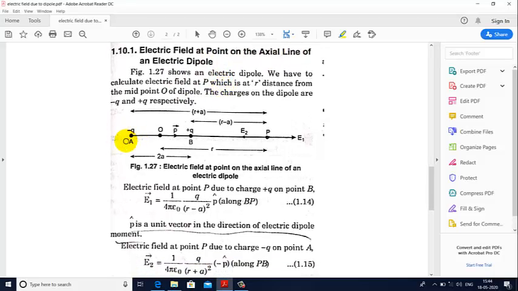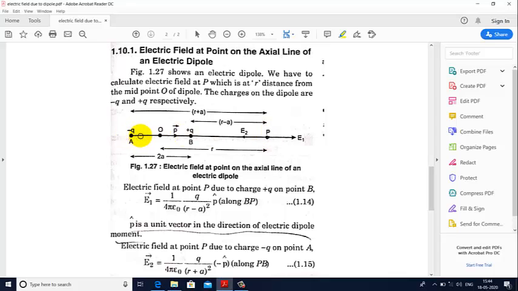So here we have an electric dipole. At point A the charge is minus q, and at point B the charge is plus q. The distance between these charges is 2a. The dipole moment is represented by P, and its direction is from negative charge to positive charge. Now we need to find electric field at a point P. This point is on the axial line of an electric dipole.